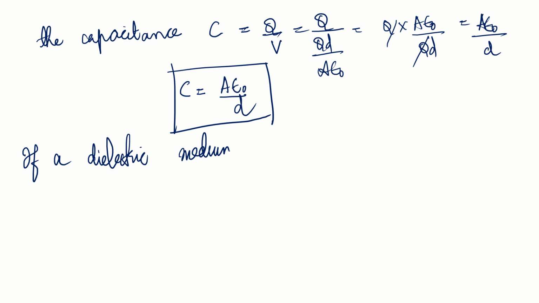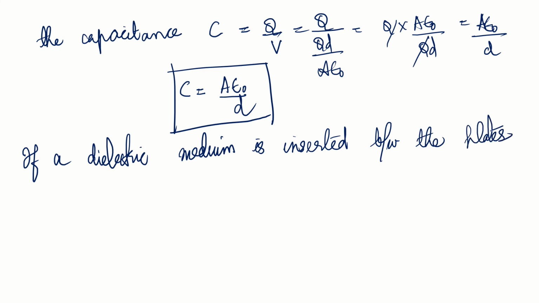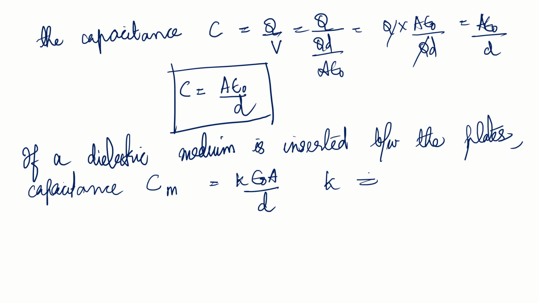If a dielectric medium is inserted between the plates, the capacitance Cm, the capacitance of the medium, will be equal to K epsilon naught A by D, or K A epsilon naught by D. And here K is the dielectric constant.